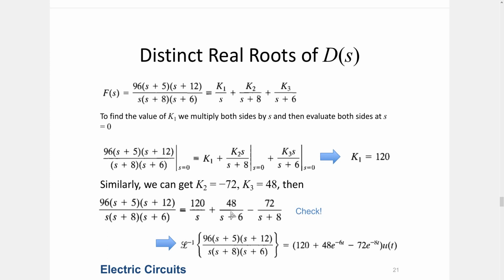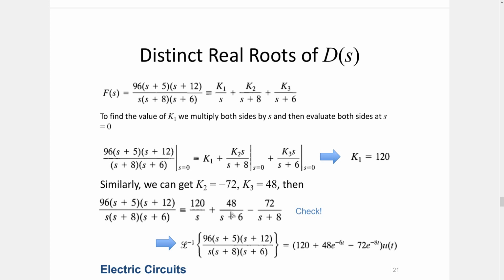Then I speculate that looking at the denominator, I can decompose this into three different fractions in such a way that this function will be a combination of those. I don't know the k values, but I can write k1 over s as I have it as a factor in the denominator, and k2 over s plus 8, and then k3 over s plus 6.